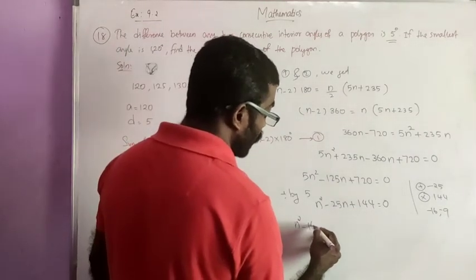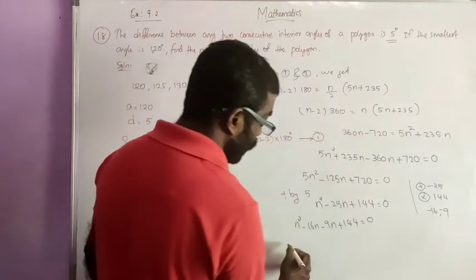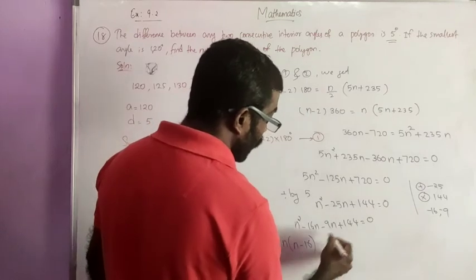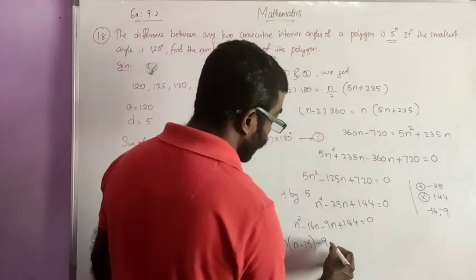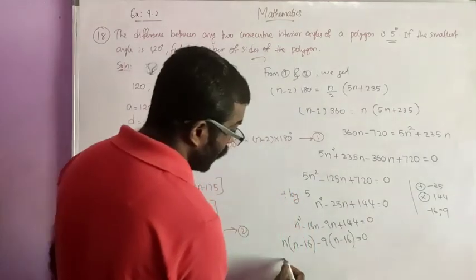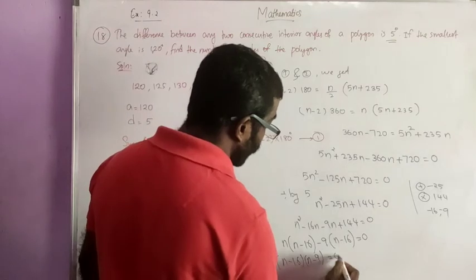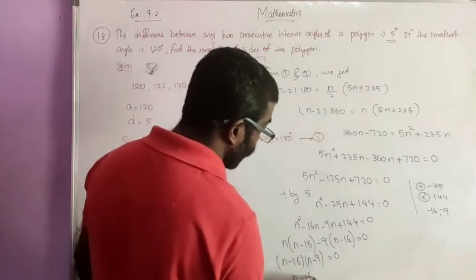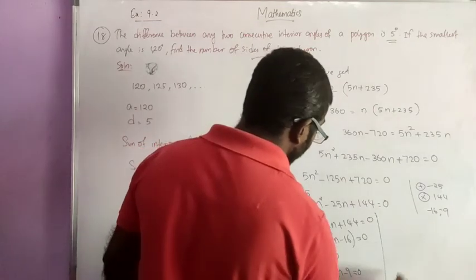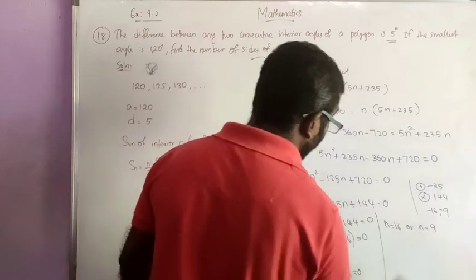You can split the middle term. N square minus 16n minus 9n plus 144 is equal to 0. From the first two terms we can take n common, n into n minus 16. Next two terms we can take minus 9, minus 9 into n minus 16 is equal to 0. That is n minus 16 into n minus 9 is equal to 0. N minus 16 is equal to 0, or n minus 9 is equal to 0. That is n equal to 16 or n is equal to 9.